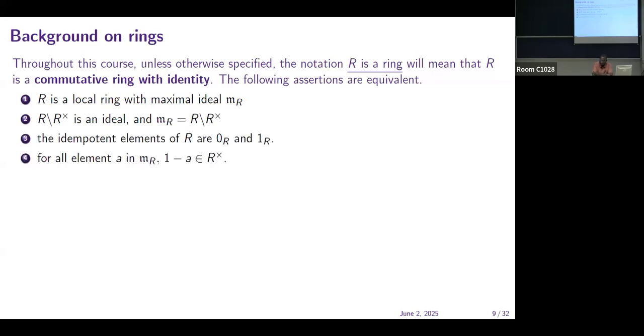R is a local ring if and only if R minus the unit group is an ideal, and this ideal equals the maximal ideal. Third, R is a local ring if and only if the only idempotent elements are 0 or 1. Finally, R is a local ring if and only if for all elements a in the maximal ideal, 1 minus a is a unit of the ring.